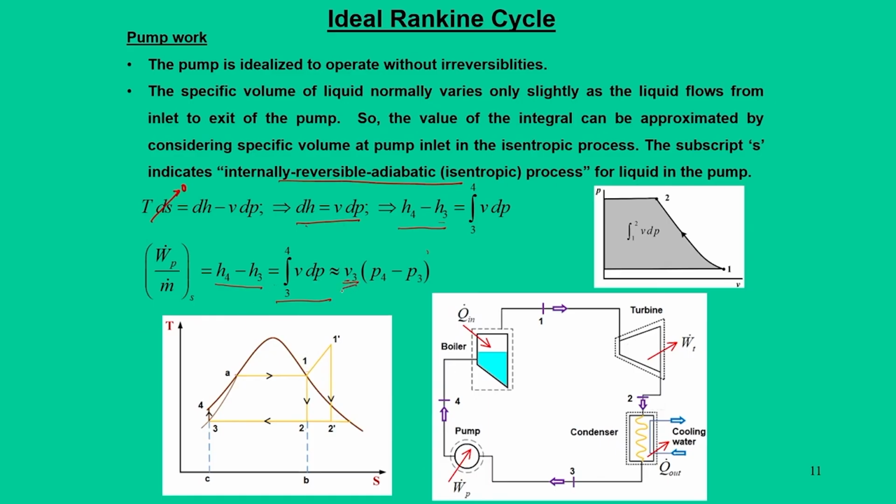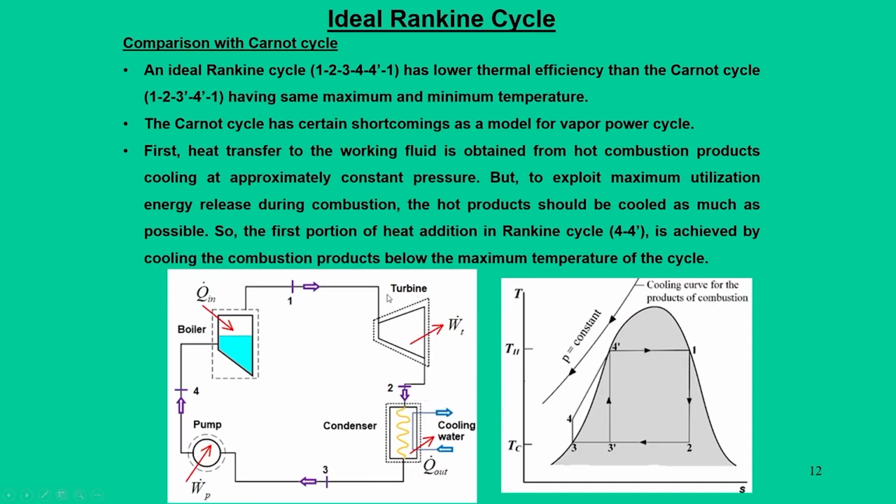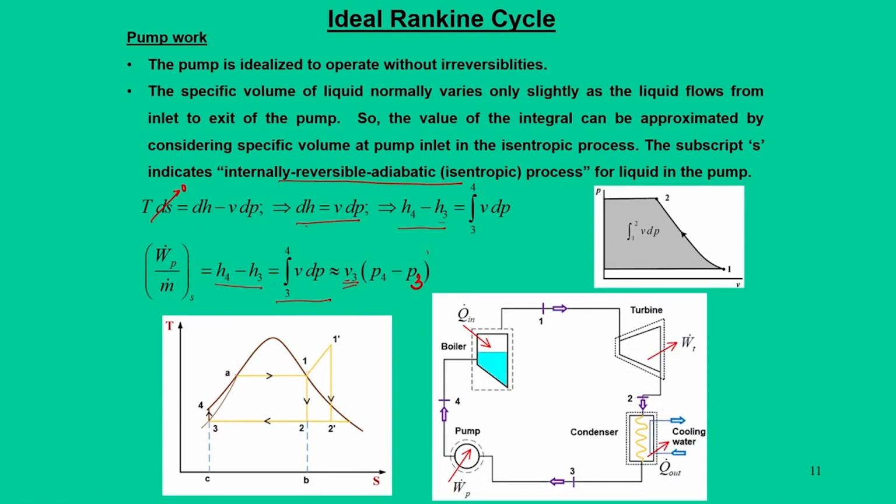So, the working expression for pump work boils down to V3 into P4 minus P1. This pump equation can be effectively used, because normally we know the operating pressures, that is P4 minus P3. So, this is the idealization of pump work.